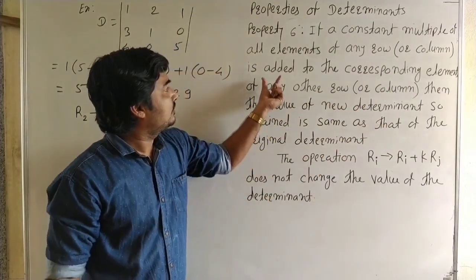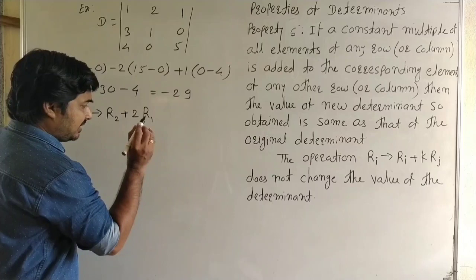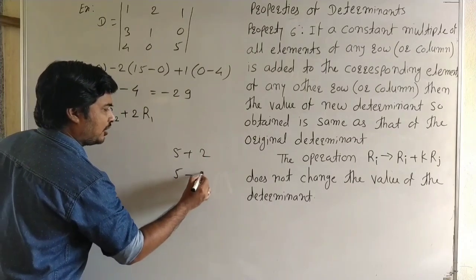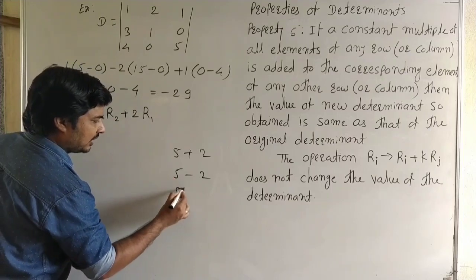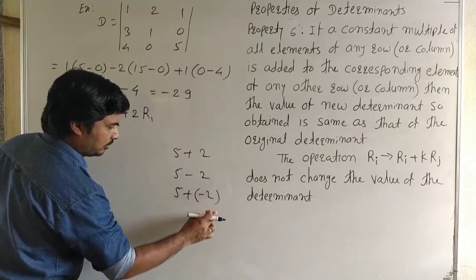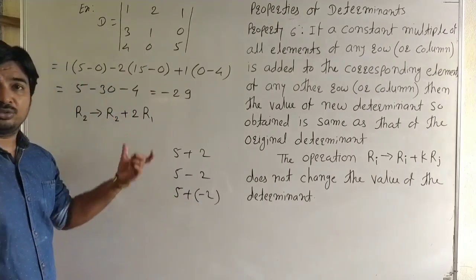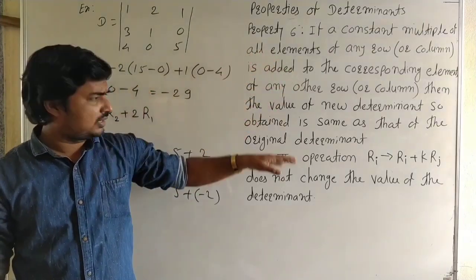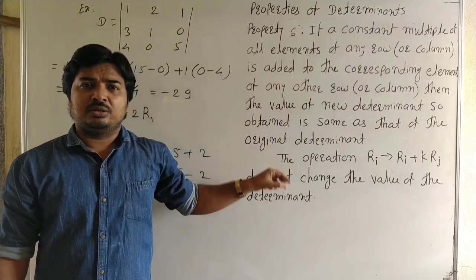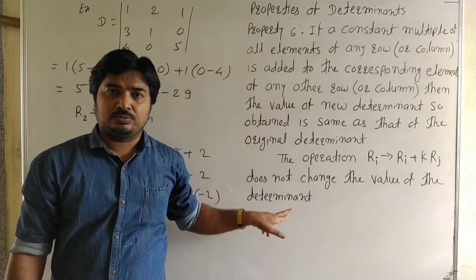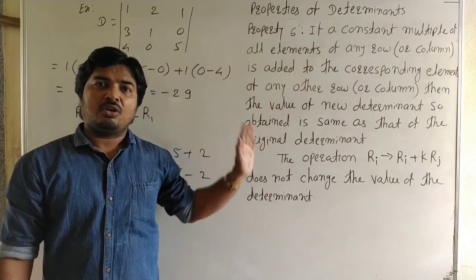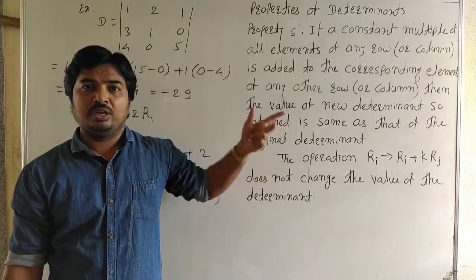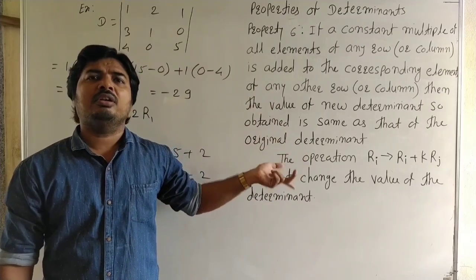See carefully, 5 plus 2 is addition, and 5 minus 2 is also addition, but it is addition between the numbers 5 and minus 2. Here we use only one word, that is addition, meaning addition or subtraction. Any calculation between any two rows, or the calculation between any two columns, not a row and a column.